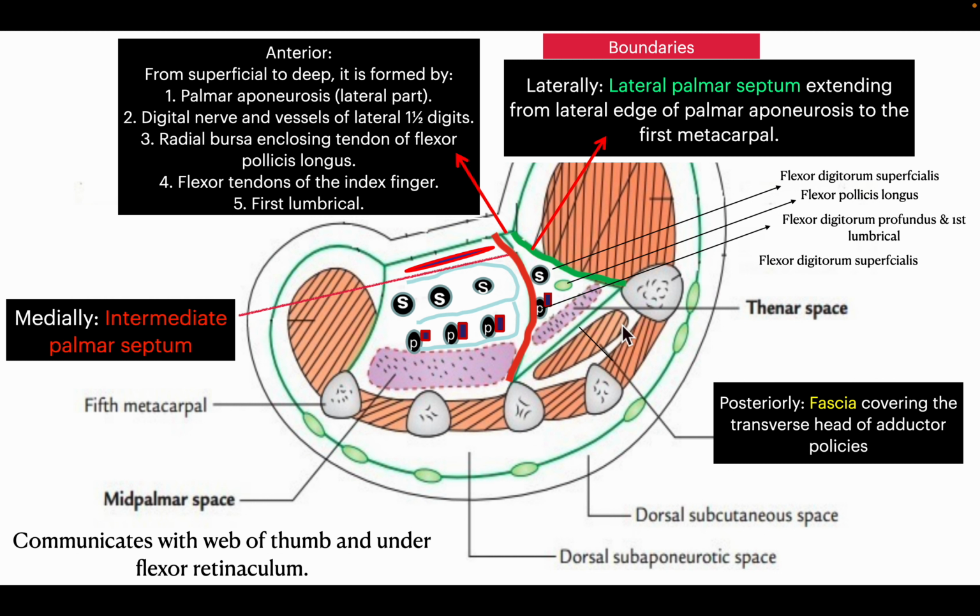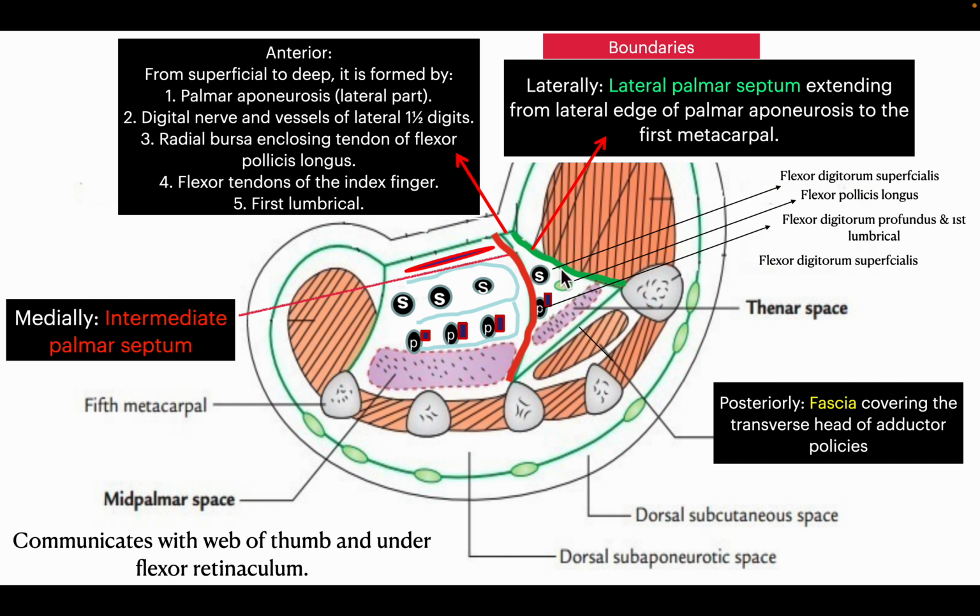In the same way posteriorly, you can see here, this is known as the adductor pollicis and the fascia which is covering the adductor pollicis. So the fascia as well as the adductor pollicis muscle is forming the posterior boundary of the thenar space. In the same way medially, this red colored line is indicating the intermediate palmar septum, which arises from the palmar aponeurosis and is attached to the third metacarpal bone, and it is forming the medial boundary of the thenar space.